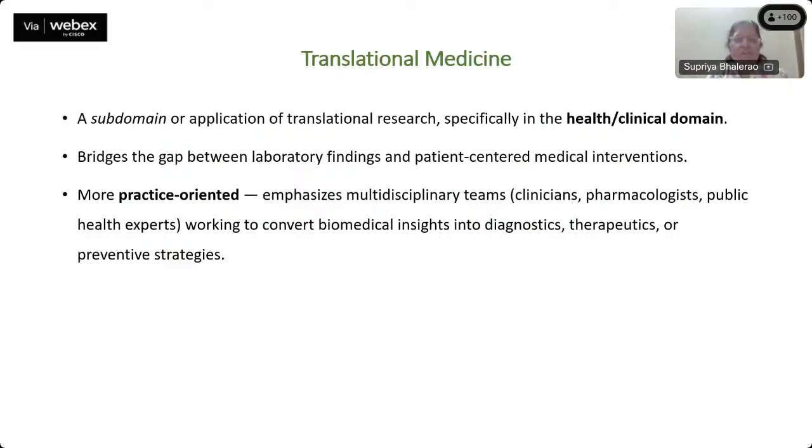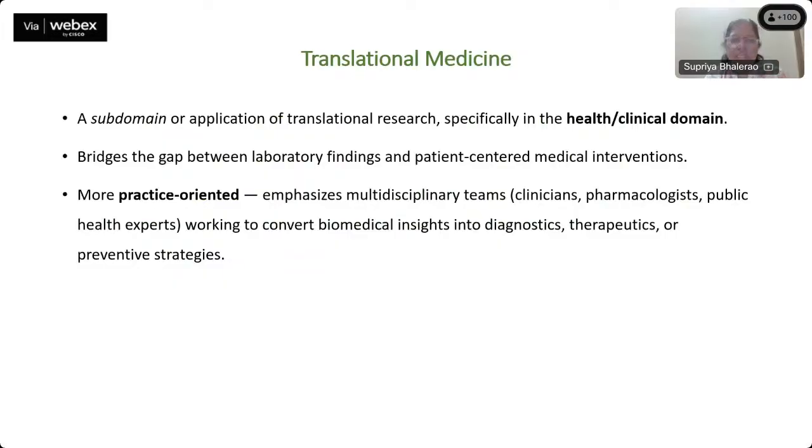Moving forward from translational research to translational medicine. So what is translational medicine? It is just one slide. When you talk specifically about clinical implications of research, it becomes translational medicine. We have seen that translational research goes into policies, communities and clinics, but translational medicine has a limited scope: if you convert research into clinics, then it is translational medicine.